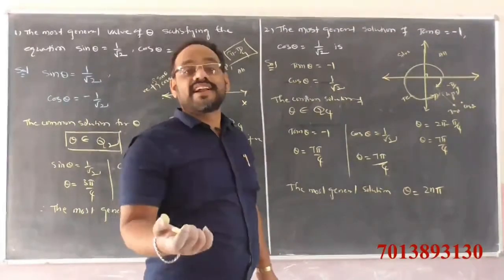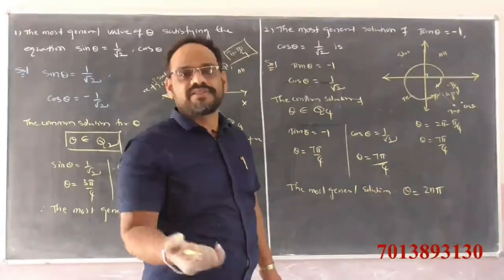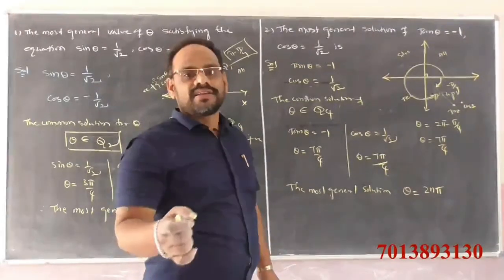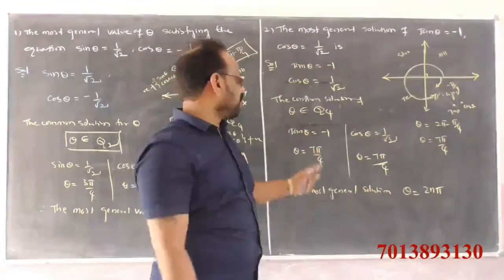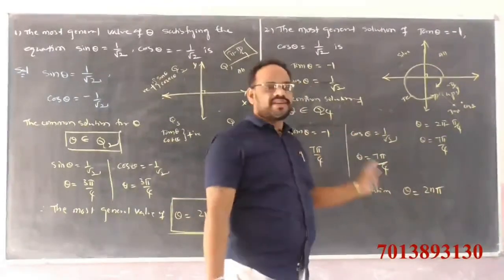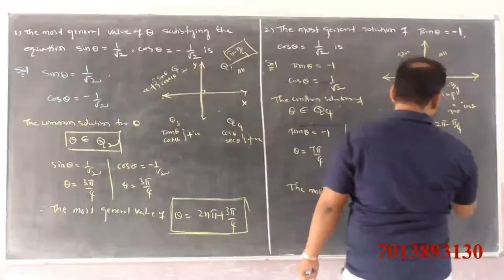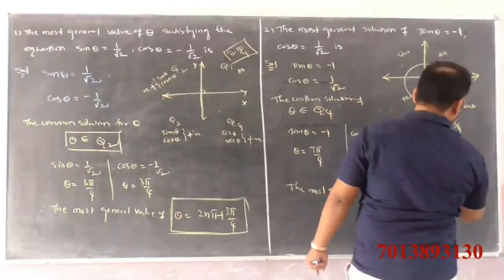That is theta naught plus f of n, where f of n is the function and theta naught is the principal solution. We want f of n. The function is clearly for tan and cos. The period is clear, compulsorily 2 pi. So 2n pi is added. What is the value of theta naught? It is equal to 7 pi by 4.